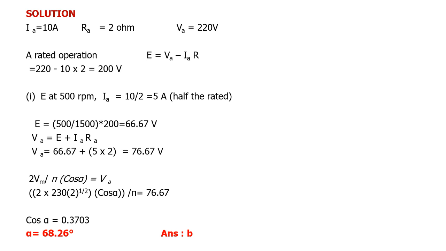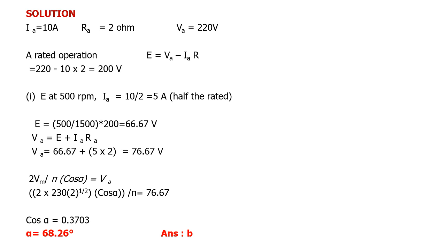If you know E value, you can calculate VA, where VA is equal to E plus IA RA. Substituting 66.67 plus 5 into 2 ohm, the sum is 76.67 volt. Now I know my VA. Another formula for fully controlled converter for DC drives is VA is equal to 2 Vm by pi into cos alpha. I know VA, 76.67, and Vm, which is given in the question, 230 volt. For maximum value I have to put root 2.